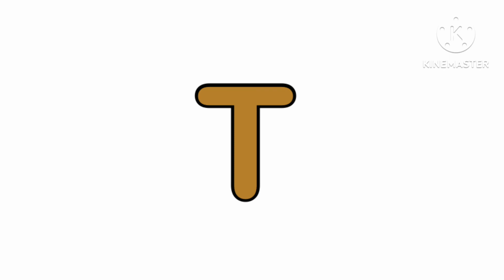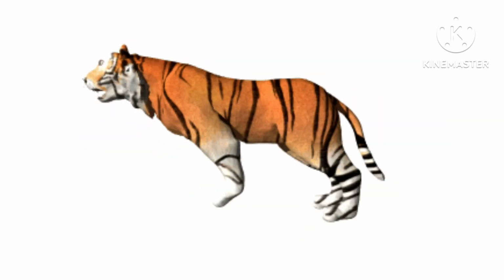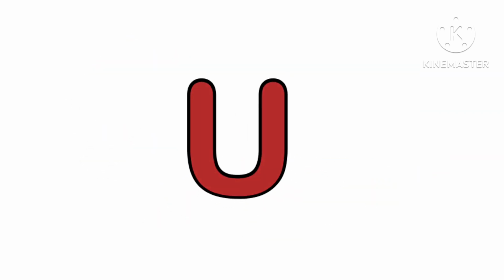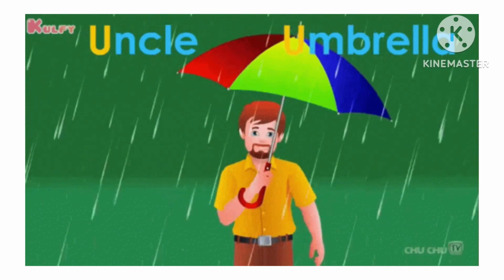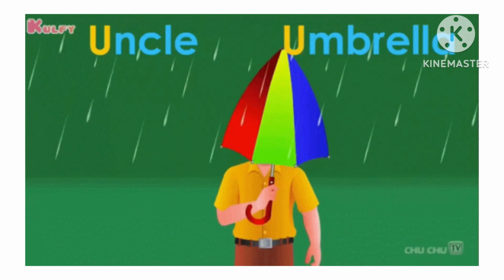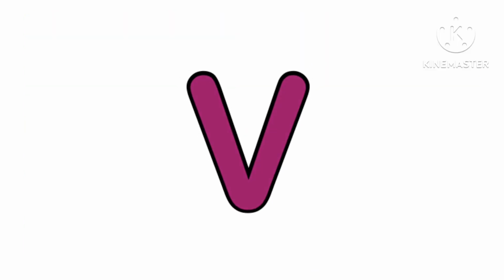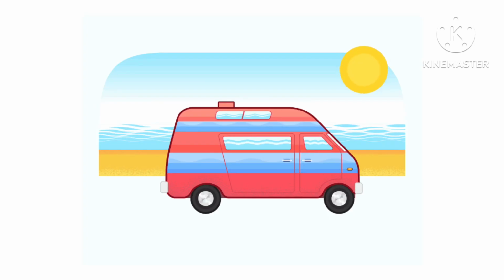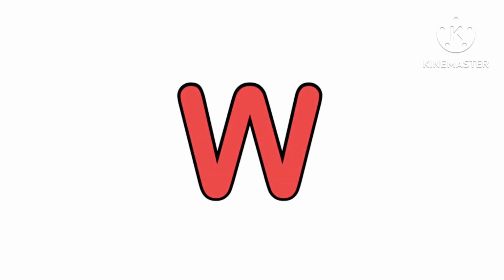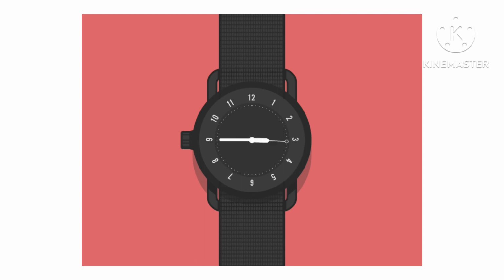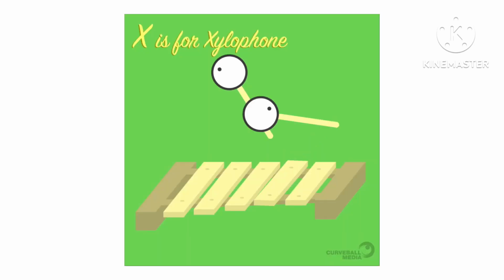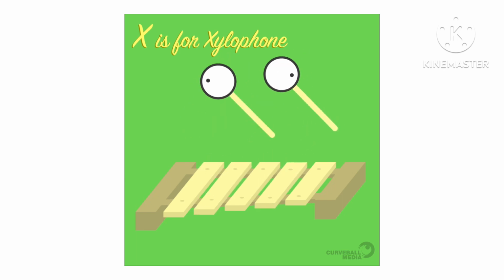T for tiger. U for uncle, U for umbrella. V for van. W for watch. X for xylophone.